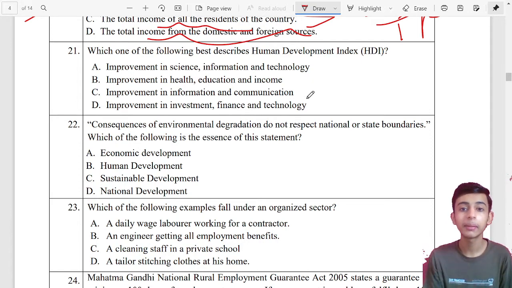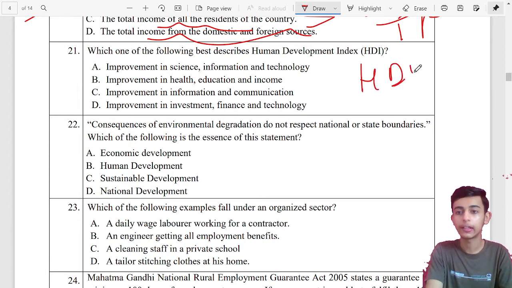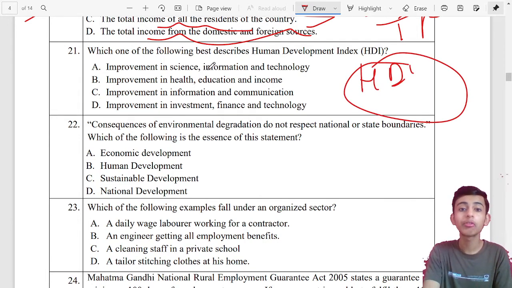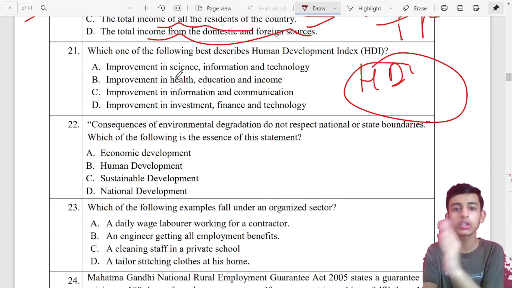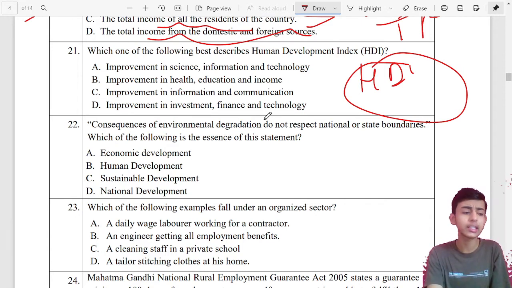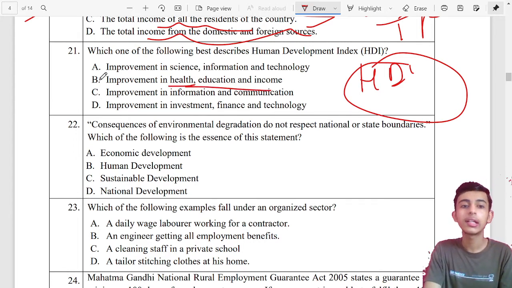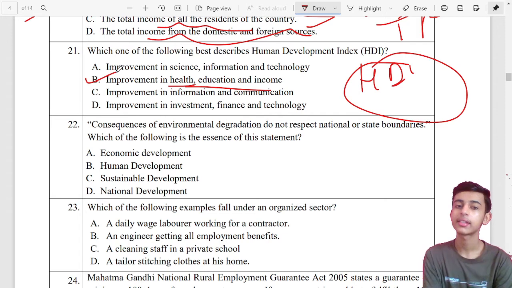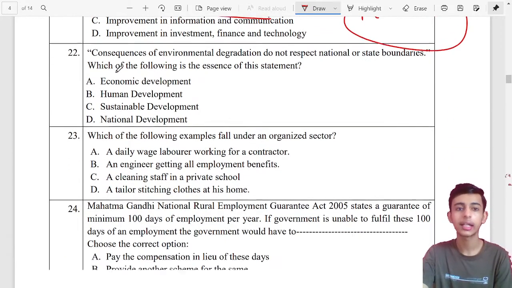21. Which one of the following best describes Human Development Index? That is your HDI. What is that? Improvement in science, information and technology, health, education, income, information, communication, investment, finance, technology. It's easy, I guess. Health, education, and income. Correct. This is your correct answer. This was easy. I hope you got it correct.